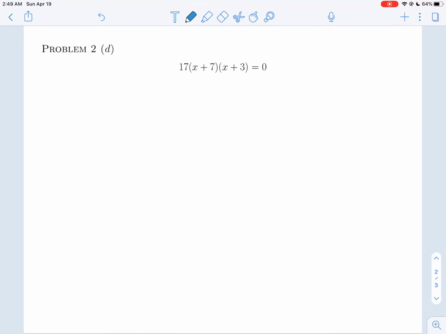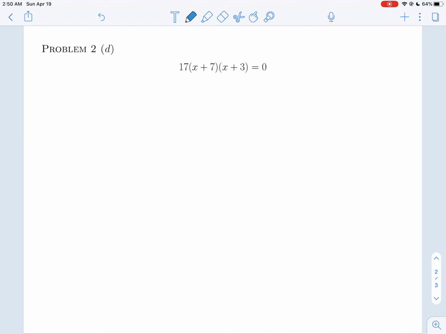All right, the next problem that we're looking at is problem 2 part D. Find it right underneath the other one on the page. So for this one, we have 17 times x plus 7 times x plus 3 is equal to 0. So now I have a product of three things that's equal to 0, right? 17 is a thing. The product of three things equal to 0. But the zero product property still applies.